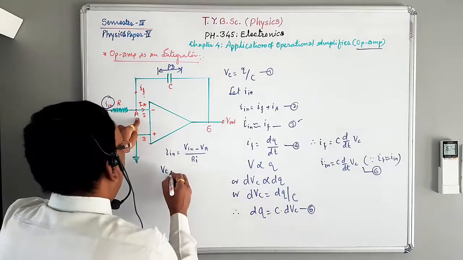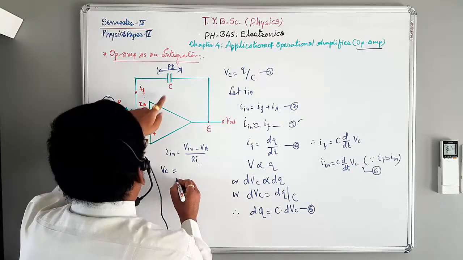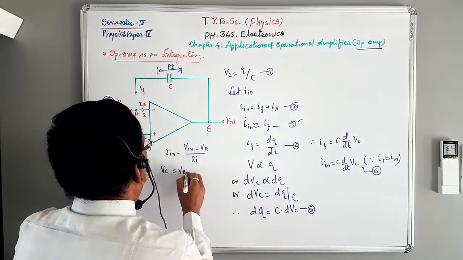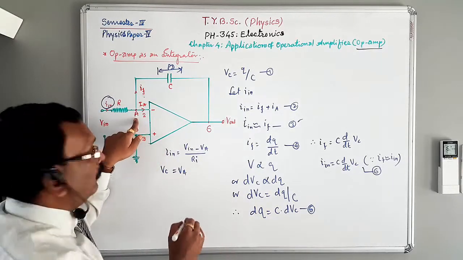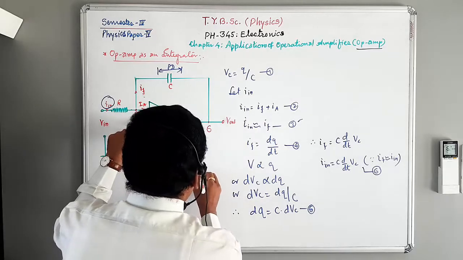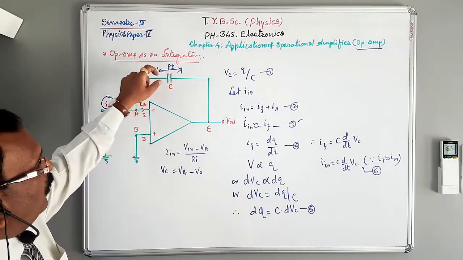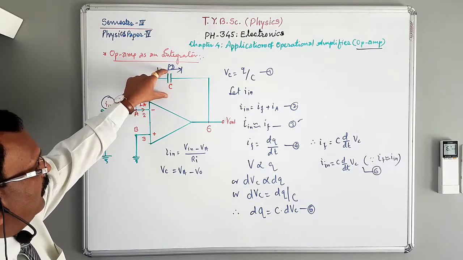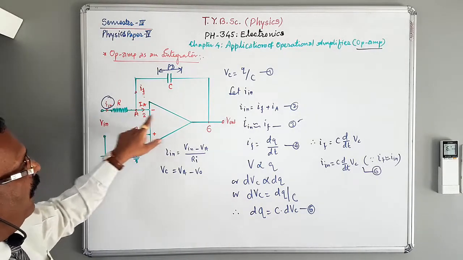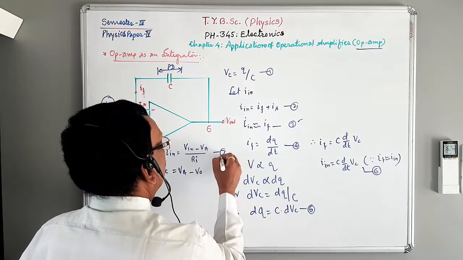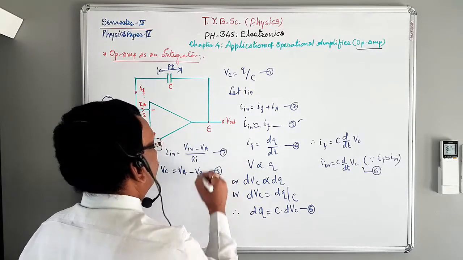And VC, voltage at terminal C, is equal to voltage across capacitor C, is equal to voltage at point A minus voltage at output. That is, the potential difference, the voltage across this capacitor, is nothing but voltage at this point A minus voltage at this point O. Suppose this is equation 7 and this is equation 8.